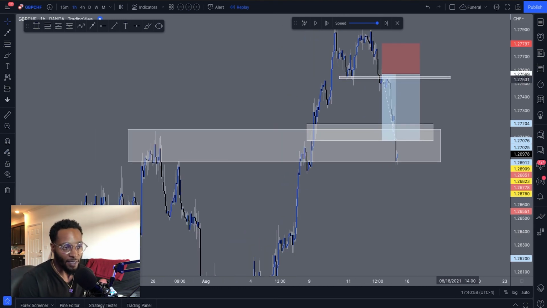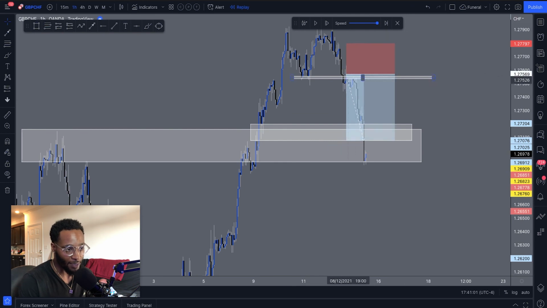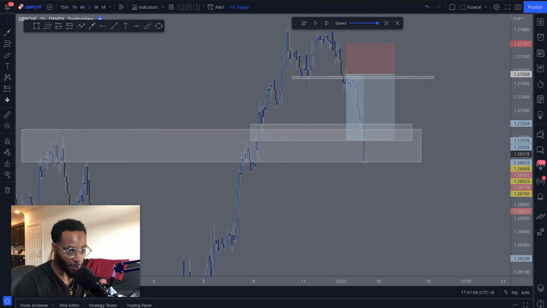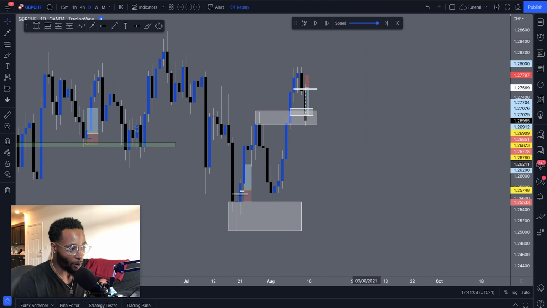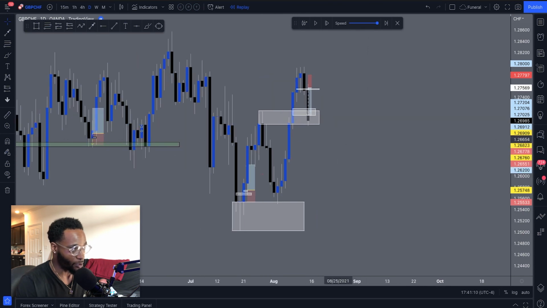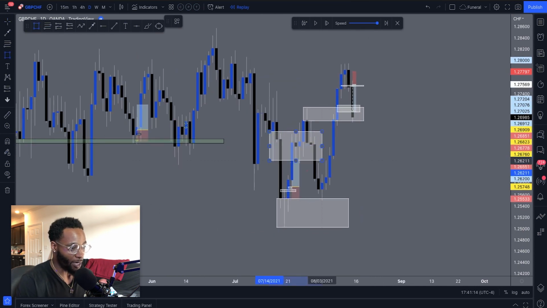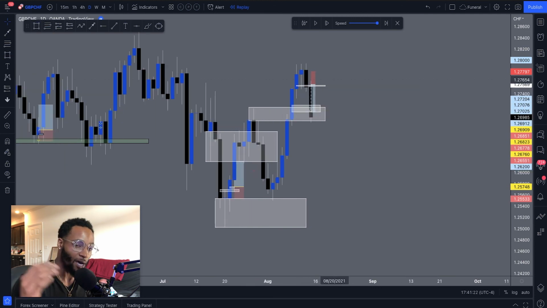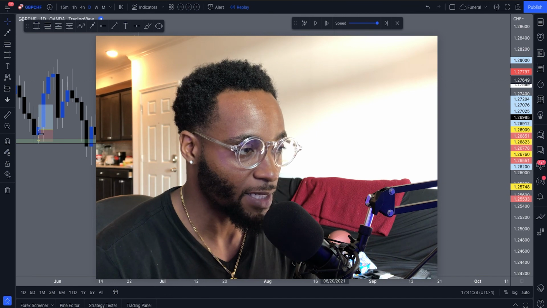But as you can see, previous structure yet to be retested can expect to be respected. Basically put, we can look for the market to retest previous structure broken. We had previous structure here, came back, retested it. We had previous structure here, the market came back and retested it on the daily time frame. We capitalized on lower time frames using structure and multi-time frame analysis. So previous structure yet to be retested can expect to be respected.